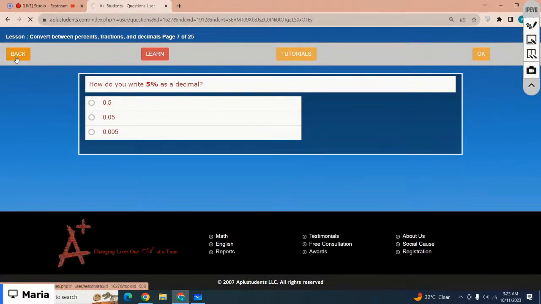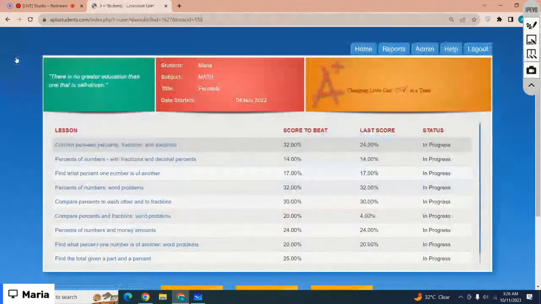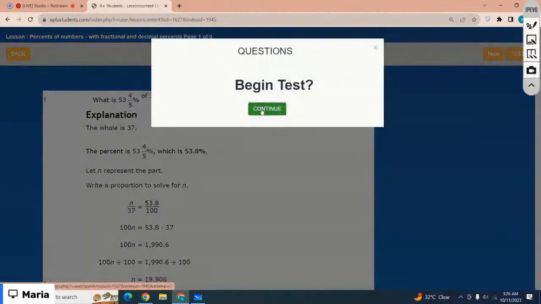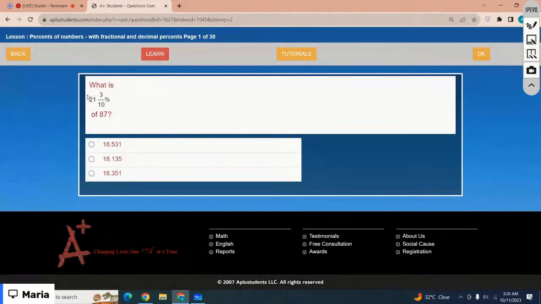Okay, you can complete the lesson by yourself later today. Let's just move on to the next one. That would be percents of numbers with fractional and decimal percents. Okay, what is 21 and 3 by 10 percent of 87?